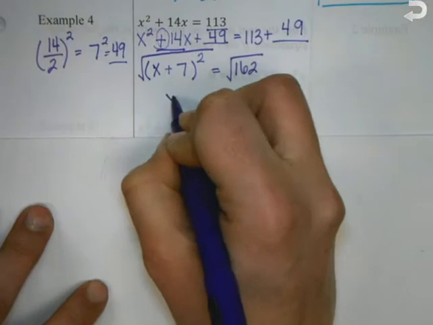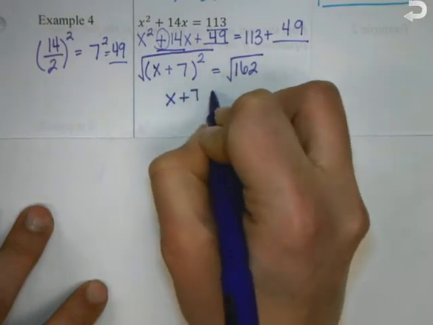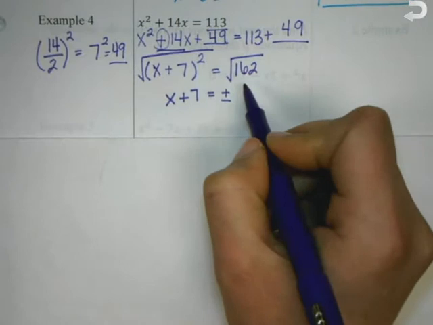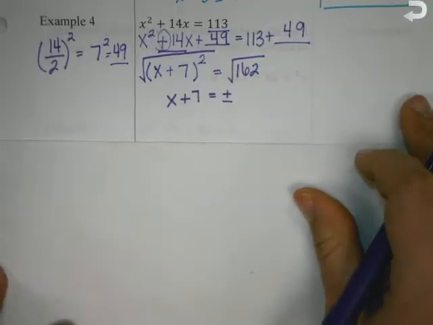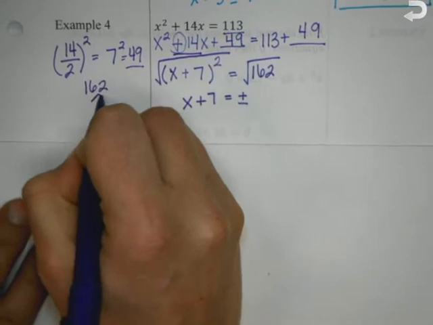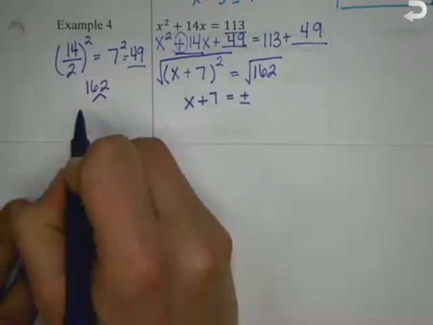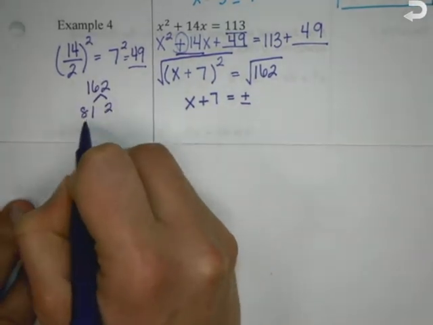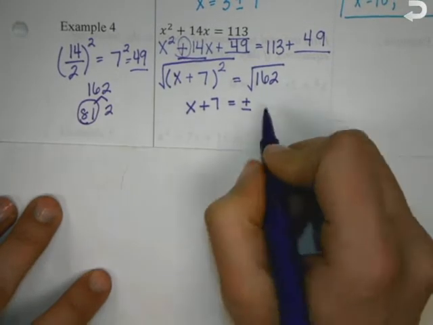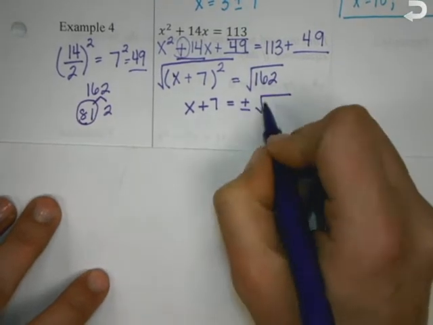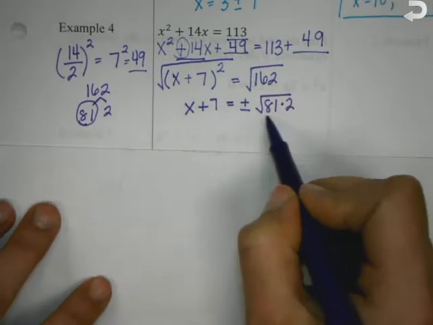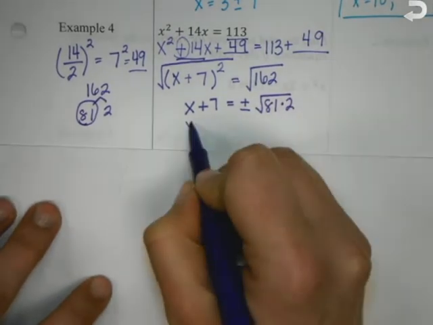Now the square root of 162. Let's see if I can break up 162. 162 actually breaks up to 81 times 2, and 81 is a perfect square. So this is the same as plus or minus the square root of 81 times 2. And the square root of 81 is 9. So this is x plus 7 is equal to plus or minus, we can take that out, 9 square root 2.